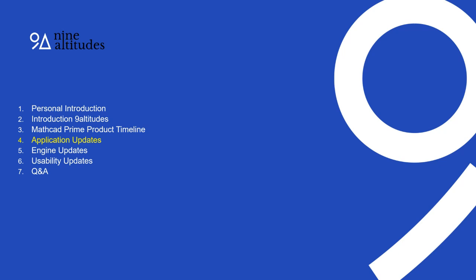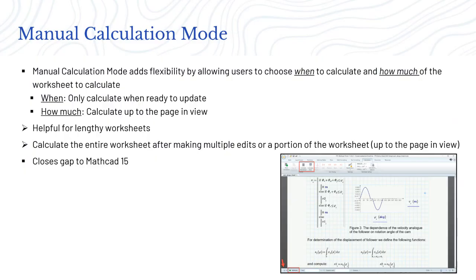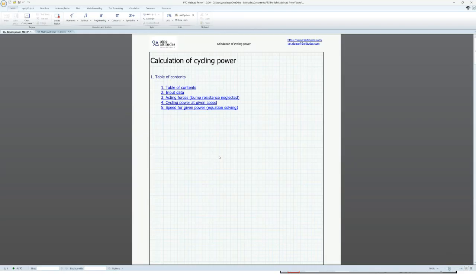I will start with some important application updates in 11. The first one is the manual calculation mode. This is a feature which was also present in Mathcad 15, the first version after PTC acquired Mathsoft, and I will show what I mean with that. I think it's more useful to show that in practice.